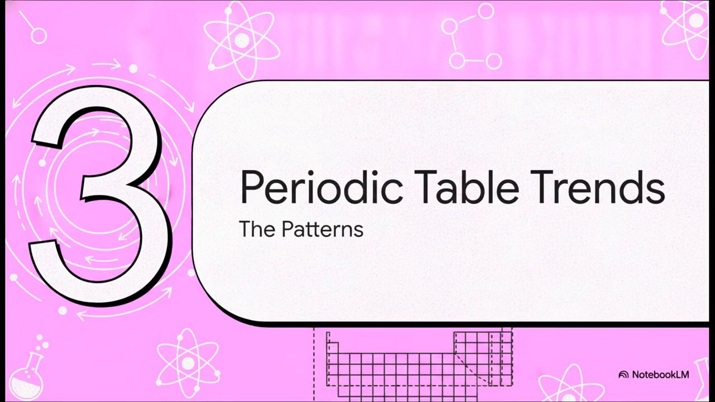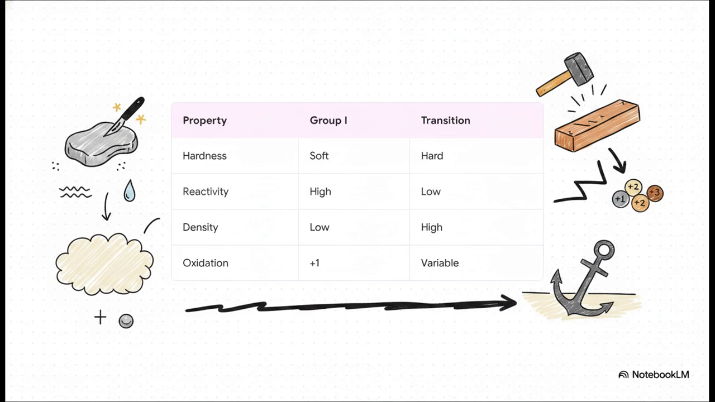Welcome to Module 3, Periodic Table Exam Trends. This is where we stop blindly memorizing facts and start actually decoding the hidden patterns of the elements. You are definitely going to see questions contrasting elements on your papers.